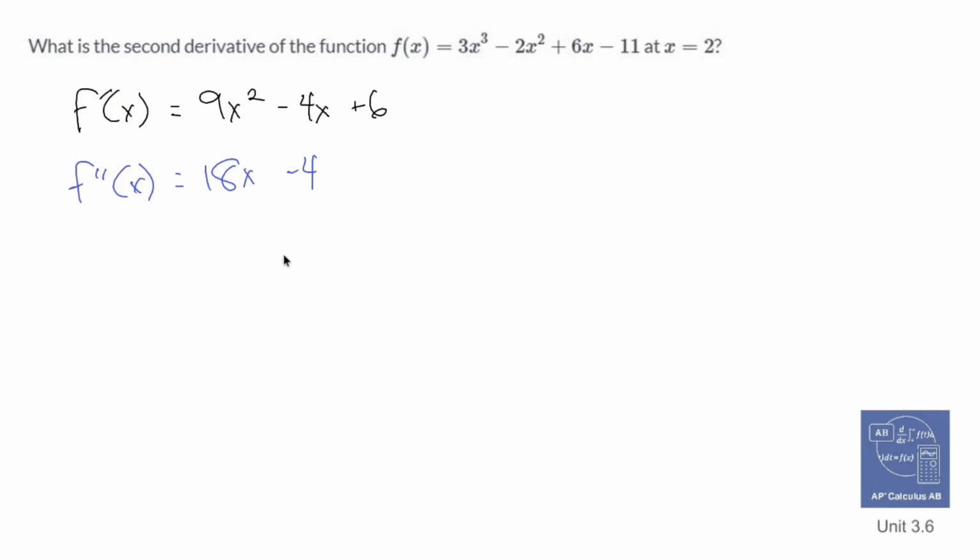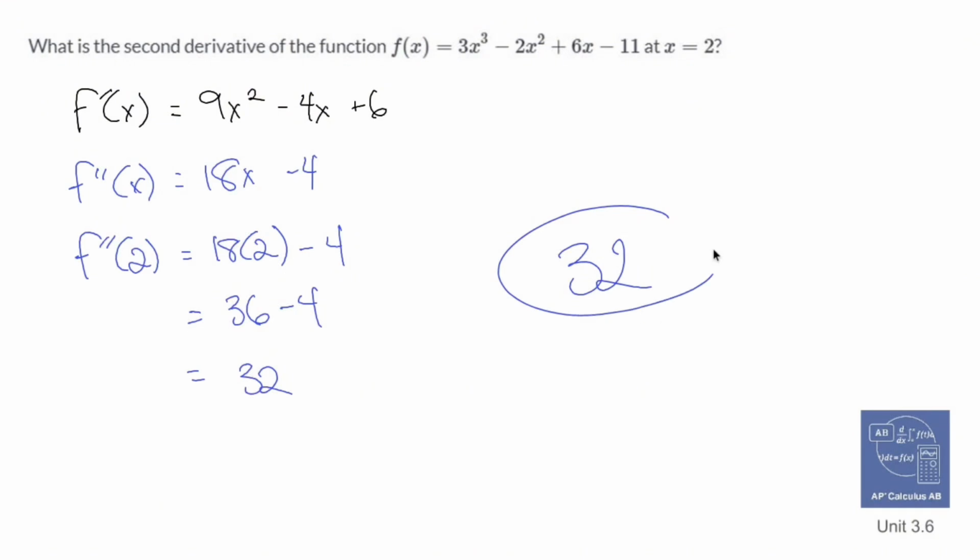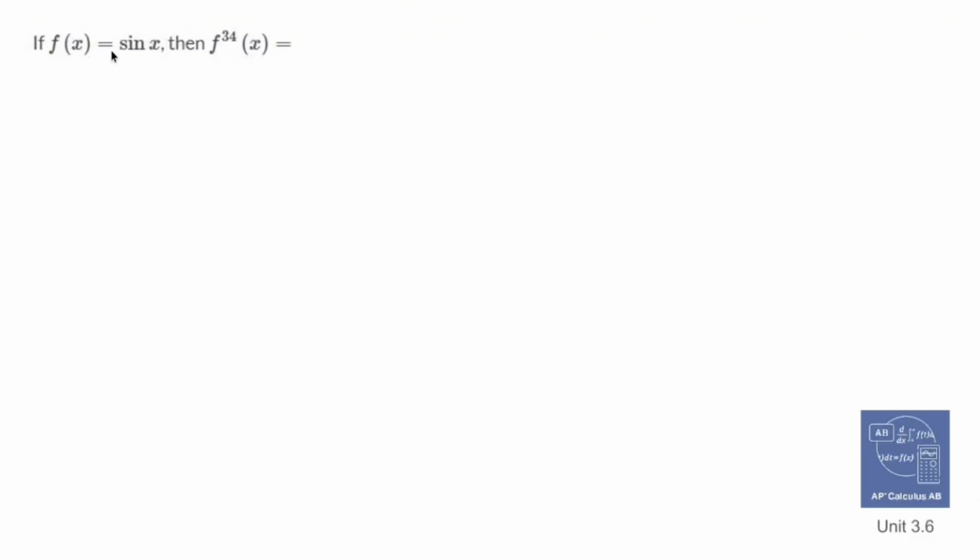Now my job is to find out what happens when x is 2. So f double prime of 2 is going to equal 18 times 2 minus 4. 18 times 2 is 36. 36 minus 4 is 32. So my answer is 32. Nifty! If f of x equals sine x, then find the 34th derivative?